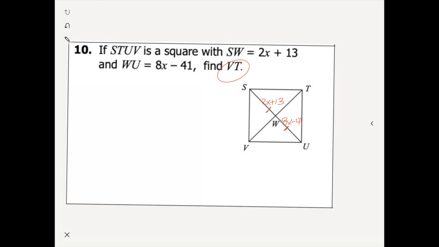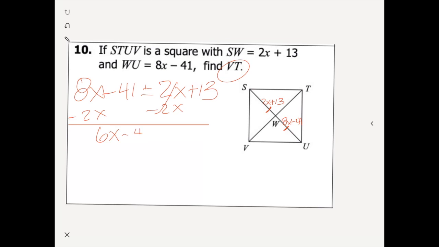So in a square, remember the properties of a rectangle, a parallelogram, and rhombi apply to a square. So we know that these two are congruent. We can set them equal to each other. We're going to have 8x minus 41 is equal to 2x plus 13. I'm going to subtract 2x. Now I have 6x minus 41 is equal to 13. Add 41. And now I have 6x is equal to 54. If I divide both sides by 6, I'm going to get x is 9.